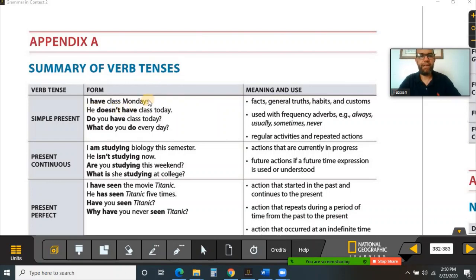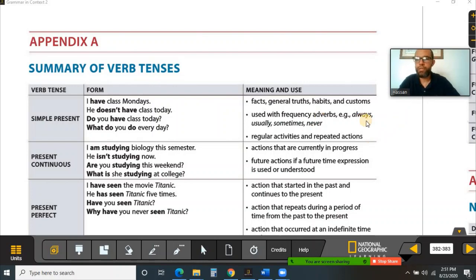For example, I have class Mondays. It's a habit that I have a class on Mondays. I go to bed at 11 o'clock. It's my habit. I wake up at 6 o'clock in the morning, so I have a class. I wake up, I go to bed at 11. These are all different habits. And also, as I said, when we have general facts or general truths and customs, like the sun rises in the east. Rises, it's, let's say, a fact.